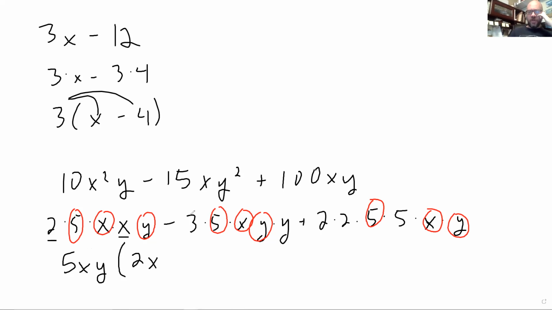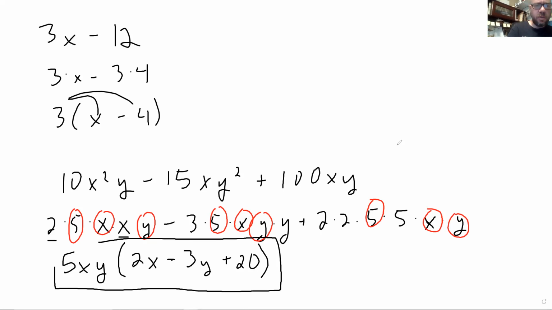Similarly here, I've got a minus 3y left over after I pull out 5xy, minus 3y. And here I've got 2 times 2 times 5, which is 20, and that's it. There you go. That is greatest common factor.